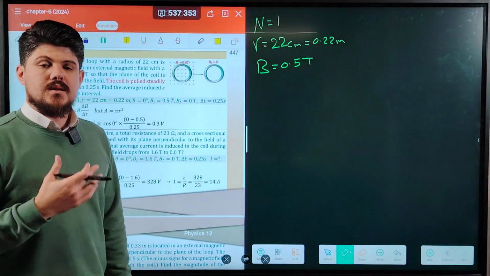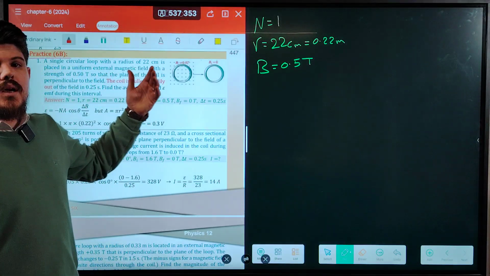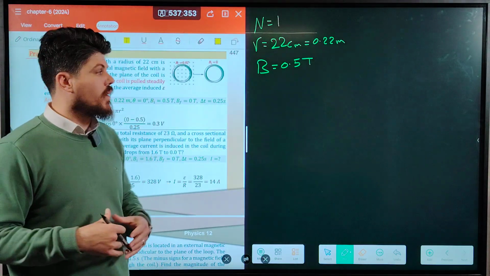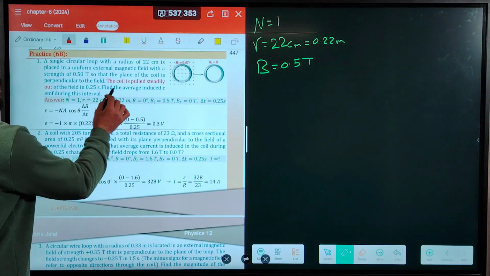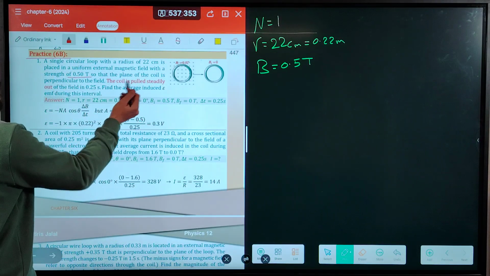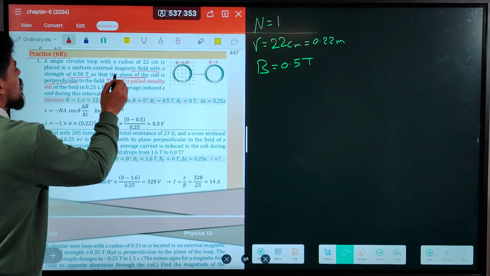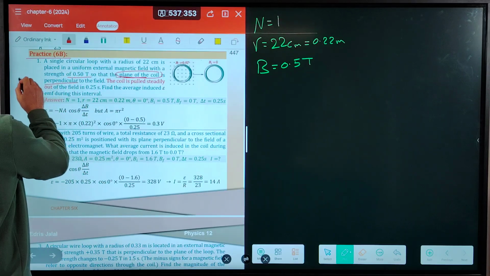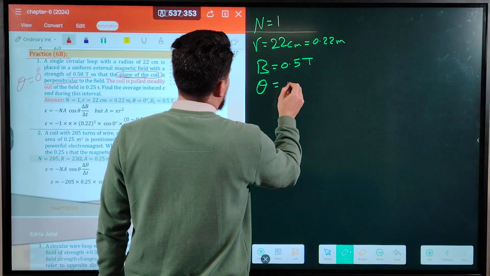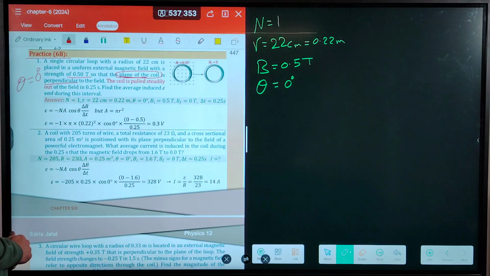But we don't know if this is B1 or B2, and we don't know what changes in this question, the magnetic field or the area. Okay, let's continue reading the question. The plane of the coil is perpendicular. If the plane of the coil or plane of the loop is perpendicular, the angle is 0. How did you know the angle is 0? Because the plane of the coil is perpendicular to the magnetic field.